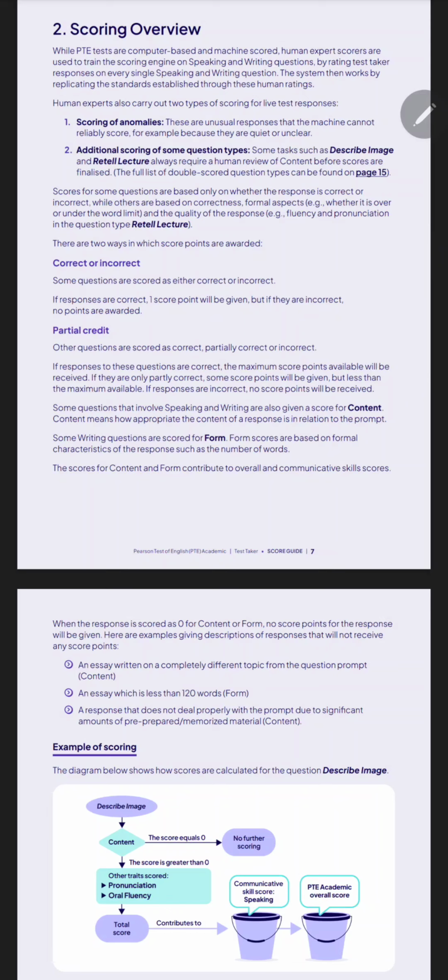An essay written on a completely different topic from the question prompt content. So, in other words, if somebody is off topic, like the content is off track, they may receive zero. An essay which is less than 120 words, like if the writing is under length, can be penalized by having zero. A response that does not deal properly with the prompt due to significant amounts of pre-prepared, memorized material.